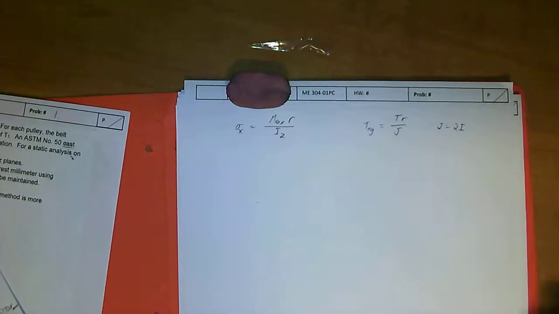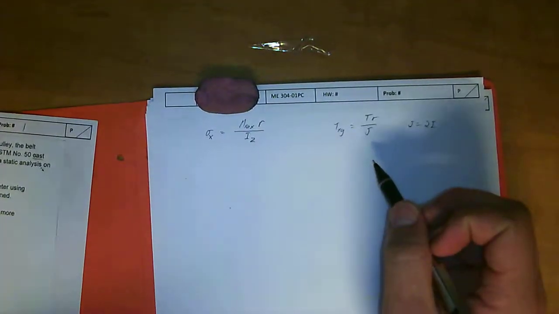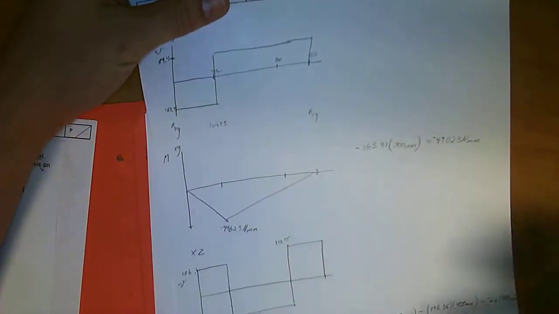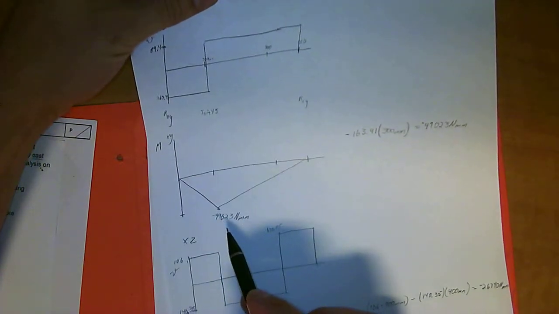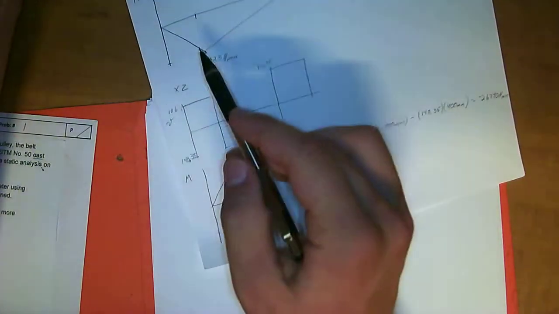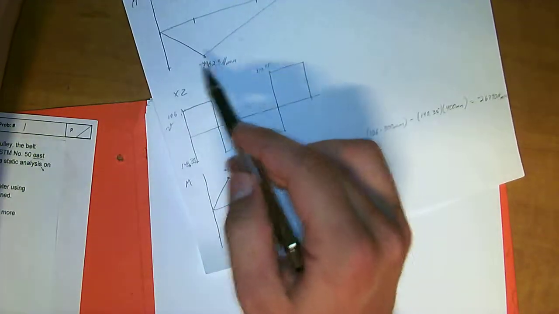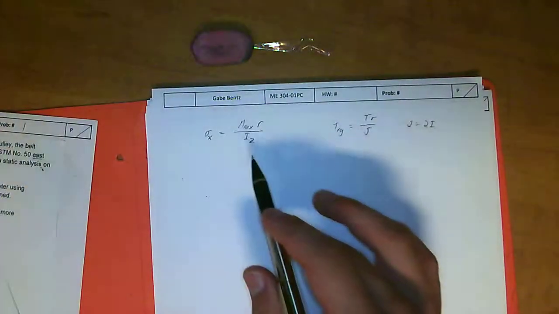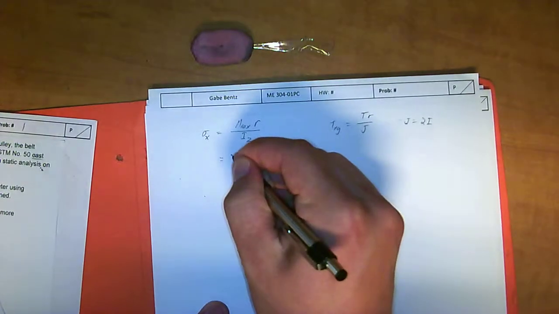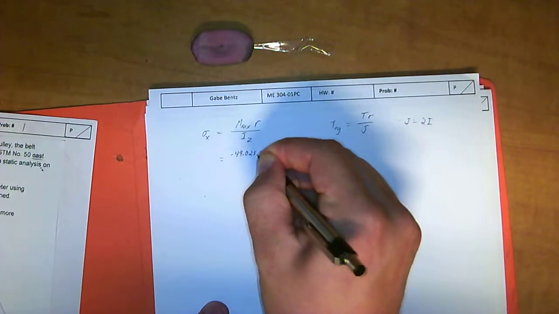Alright, so sigma x. We know from our shear moment diagrams right here, we've got a negative 49 Newton millimeters, then a 31 and a negative 26. So out of these moments, we know that negative 49.23 is the maximum moment. So we're going to use that in our stress equation here, which is equal to negative 49.023 Newton meters. As you can see, I just converted the Newton millimeters to Newton meters by moving the decimal point over.